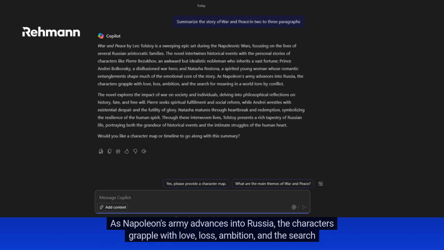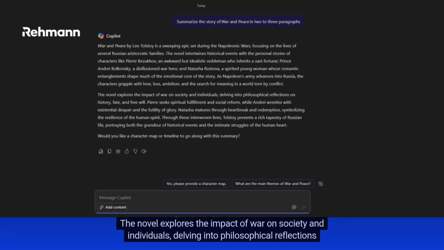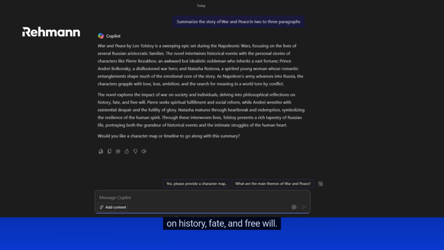As Napoleon's army advances into Russia, the characters grapple with love, loss, ambition, and the search for meaning in a world torn by conflict. The novel explores the impact of war on society and individuals, delving into philosophical reflections on history, fate, and free will.